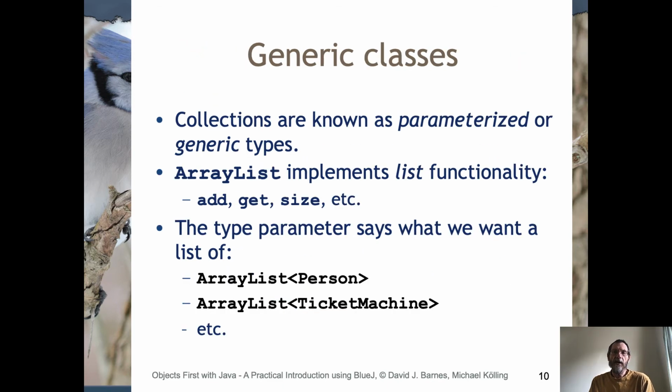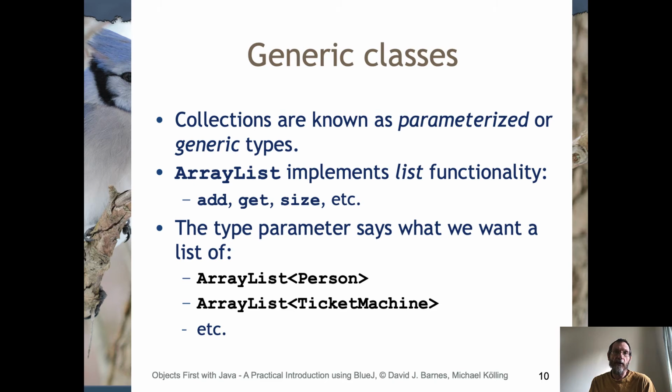So we noted that ArrayList is what we call a generic type or a parameterized type. In other words, the name ArrayList only tells half the story. When we use ArrayList as a type, we also need to say what type of objects that ArrayList is going to be storing. But because ArrayLists are generic types, we're allowed to define ArrayLists of person objects, of ticket machine objects, of string objects, whatever we want.